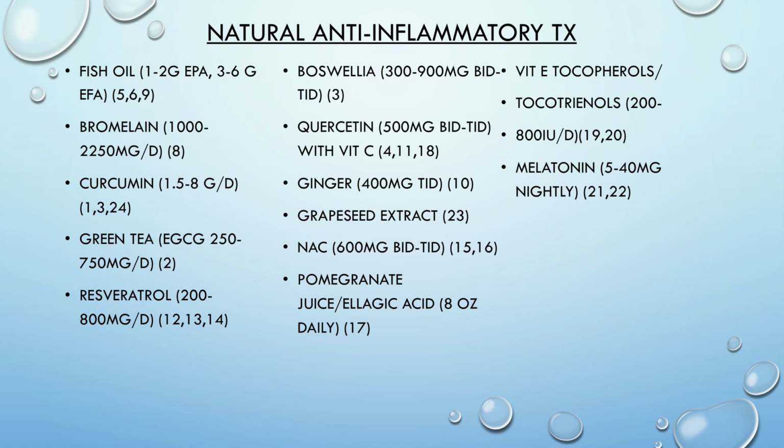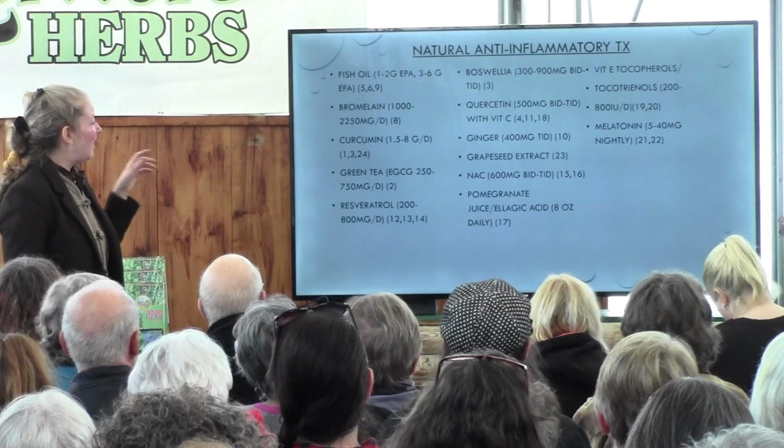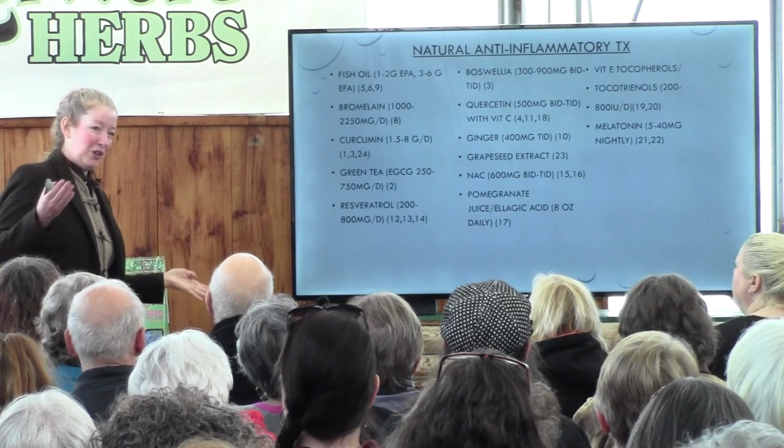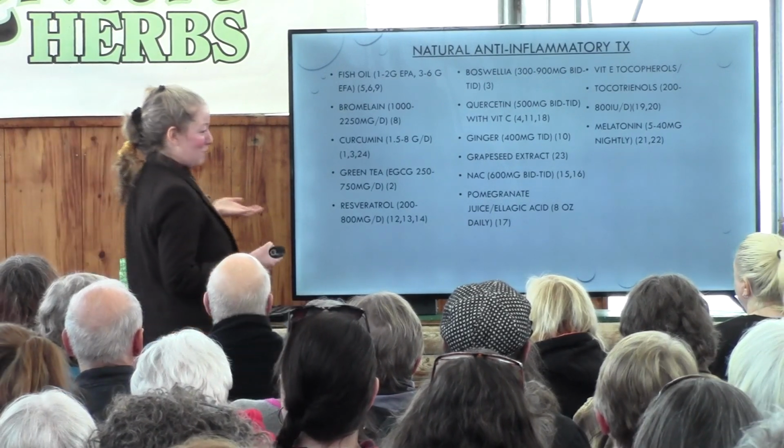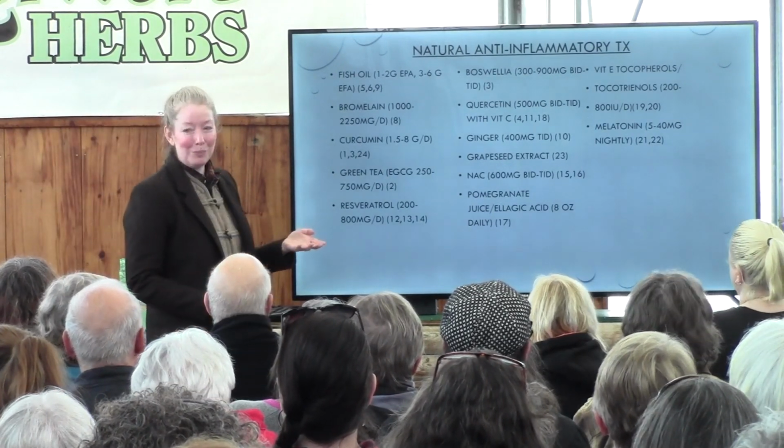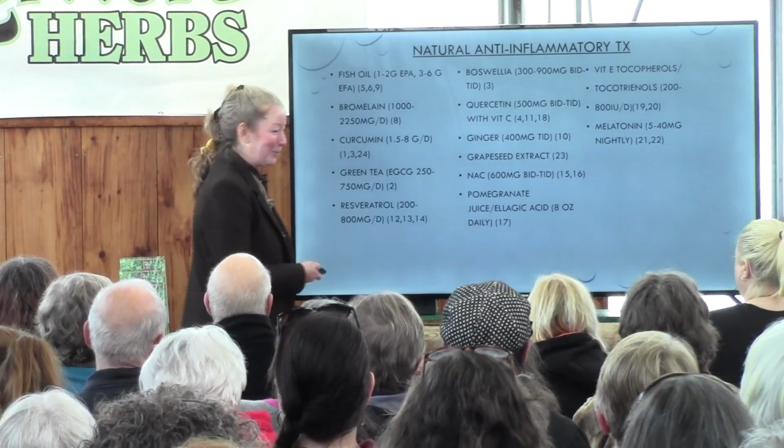NAC is N-acetylcysteine. It's one of the isolated compounds that naturopaths use to help move the liver and increase glutathione. Pomegranate juice, vitamin E, and melatonin. These are a combination of both herbs and more supplements. So why don't we move on to more of the herbal medicine part of this?